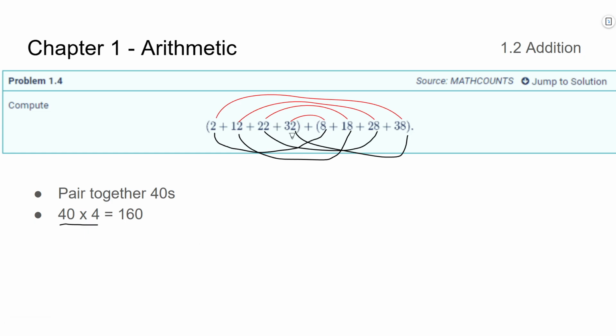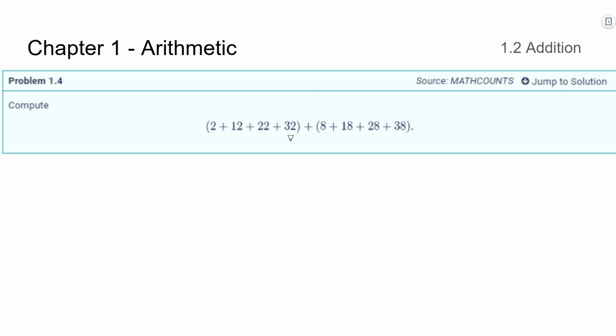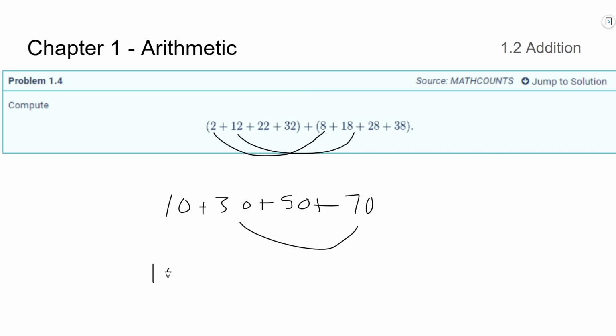If you didn't recognize that back here, that's okay. If you did recognize that you could do 2 plus 8 and 12 plus 18, that's great. That's a great start, knowing that you can add these up in any order that you want to make this easier. And then this would end up becoming 10 plus 30 plus 50 plus 70. And then you can add these two together. That's going to be 100.